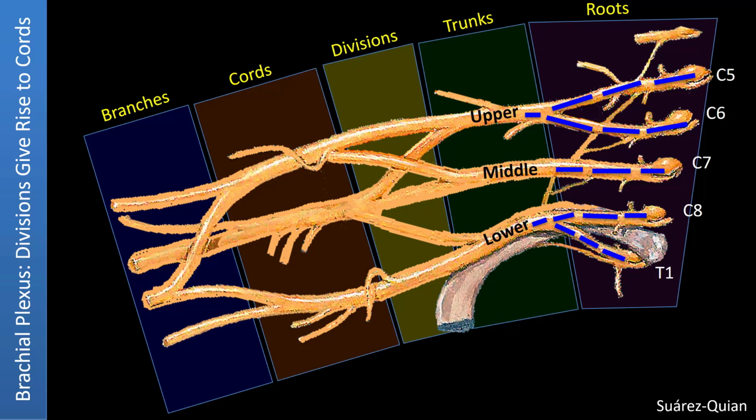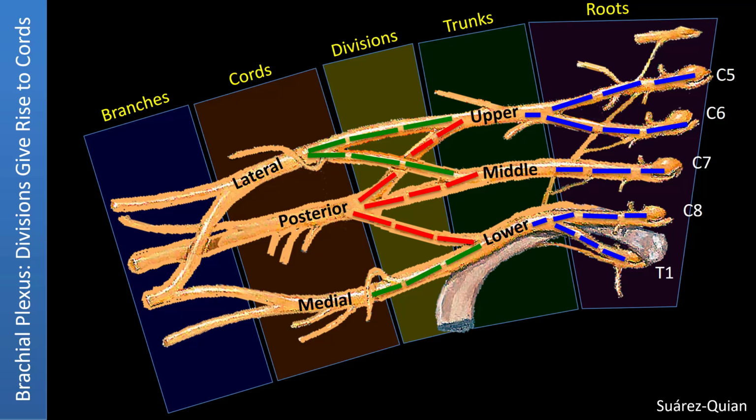It is the divisions of the trunks that give rise to the cords of the brachial plexus in the axilla. Again, all three posterior divisions come together to give rise to the posterior cord. The anterior divisions from the upper two trunks come together to form the lateral cord, and the anterior division of the lower trunk continues by itself as the medial cord.